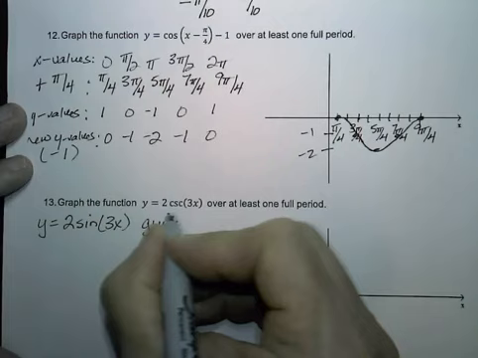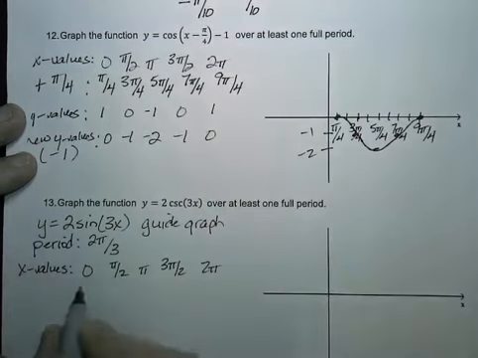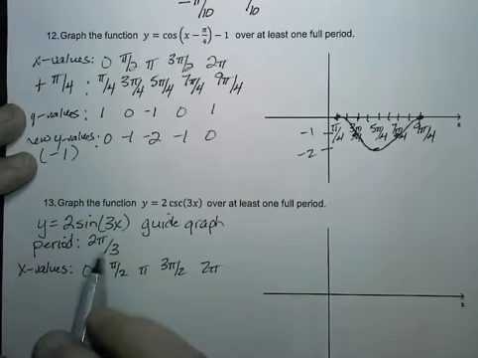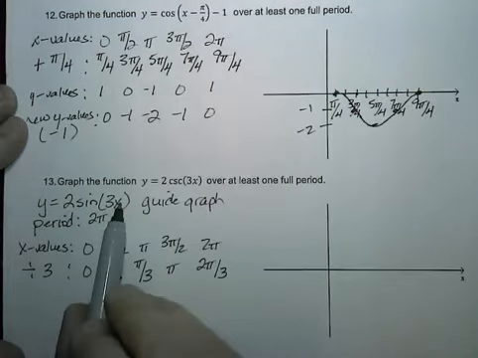We can start with our period. Normal period of sine is 2 pi, so we're going to take 2 pi and divide it by the b, which is 3. That gives us a period of 2 pi over 3. For our x values, we're going to do the same thing to these as what we did to our period, which means we're going to divide by 3. This is still 0. This would be pi over 6, pi over 3, pi over 2, and 2 pi over 3. That's all that's going to happen to our x values since there's no phase shift.